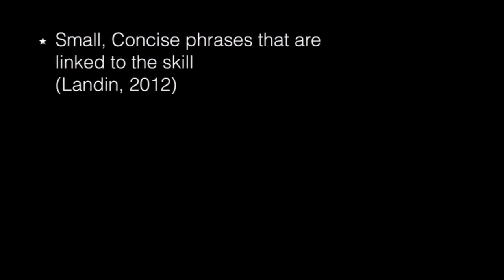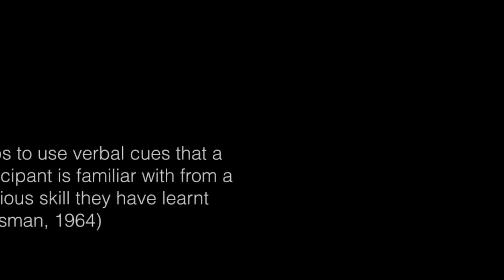Another way of communicating with the participant is through verbal cues. Verbal cues are small, concise phrases that are usually 1 or 2 words that are linked with the skill in order to communicate how to execute the skill. It helps to use verbal cues the participant is familiar with from previous skills they have performed. For example, our participant has a background in athletics and could use the keywords or phrases such as follow through, full range of motion, bend the knees, and transfer them to the basketball free throw.